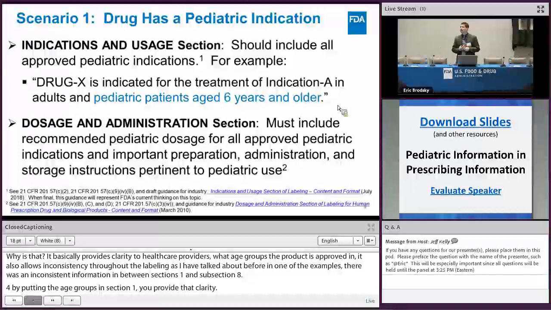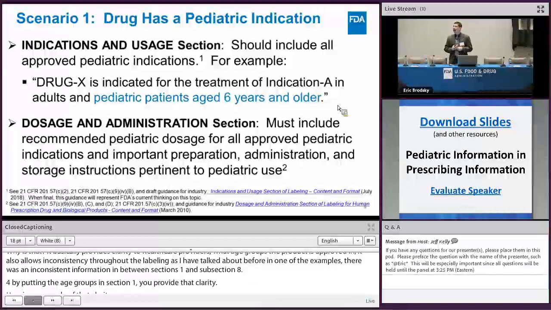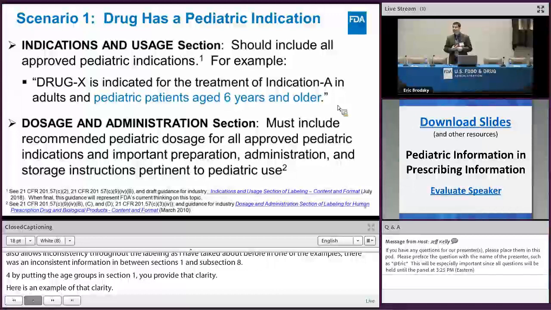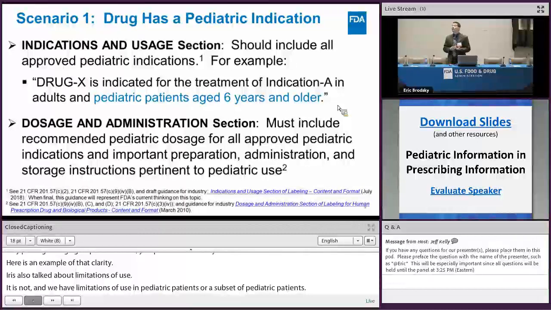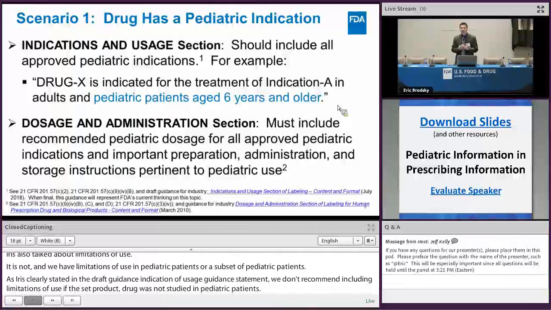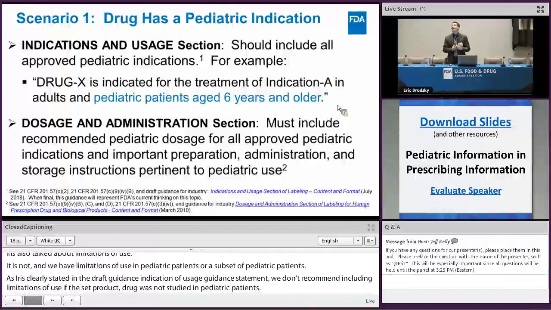Iris also talked about limitations of use. It's not common that we have limitations of use in pediatric patients or a subset of pediatric patients. But as Iris clearly stated, and the draft indications and usage guidance stated, we don't recommend including limitations of use if the product or drug was not studied in pediatric patients. There's got to be a reasonable concern about the benefit-risk profile in pediatric patients. So just because you haven't studied it, we should not be adding a limitation of use.